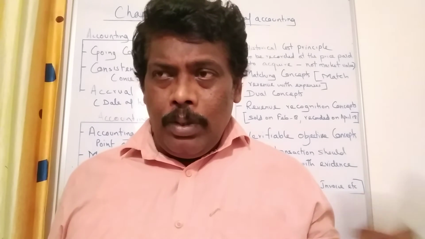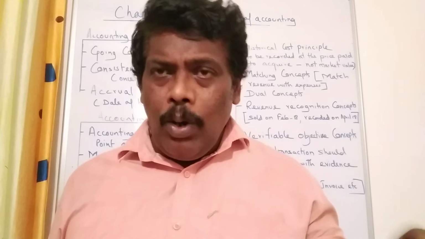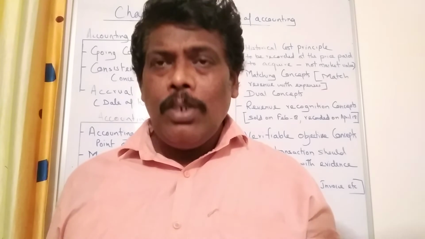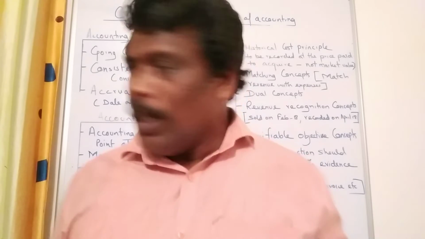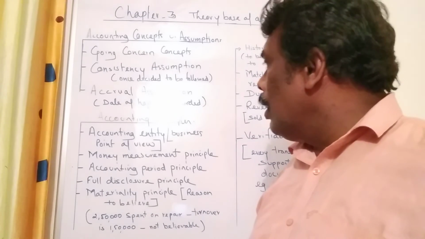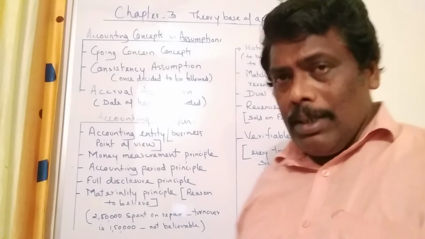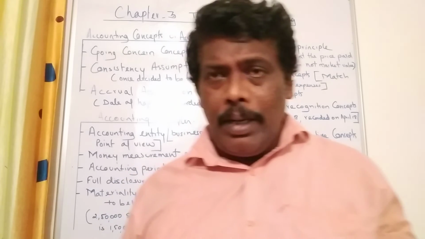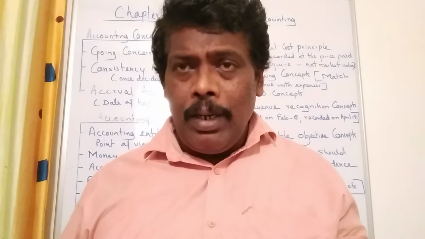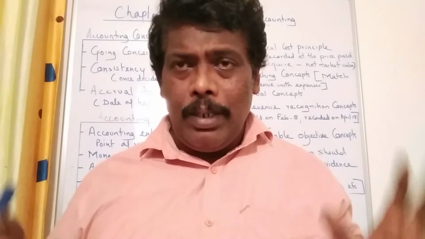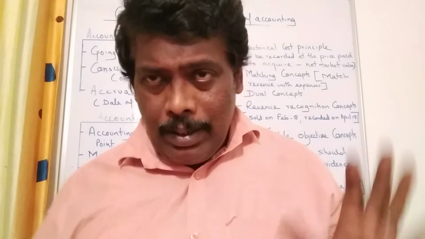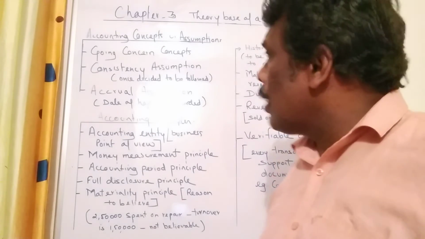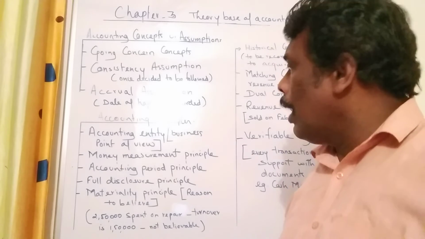So, the sale transaction done on which date? 10th March. So we have to consider 10th March. Okay? So this is called accrual assumption. Accrual assumption means happening date. The transaction happening date or period has to be considered. So these are the various accounting concepts or assumptions.